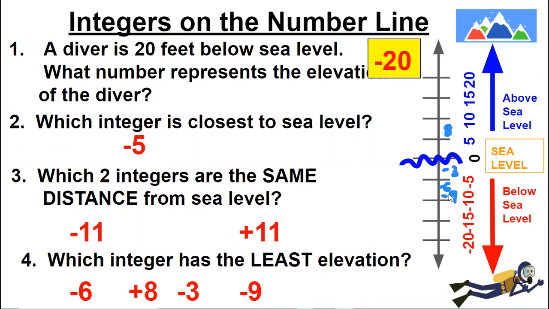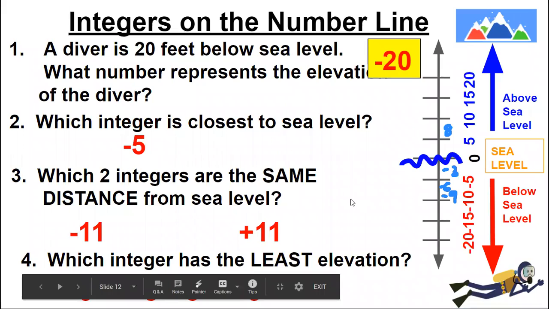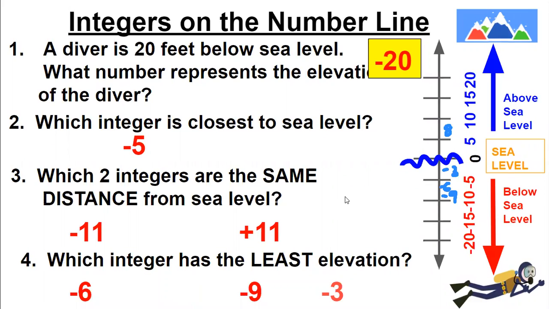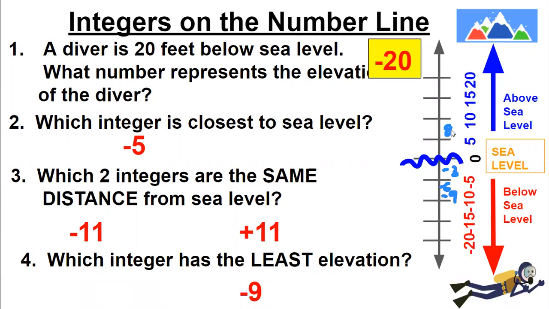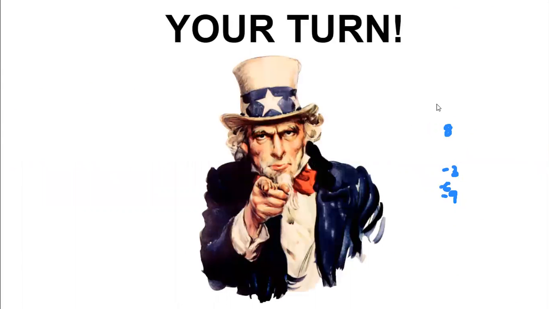Did you say negative 9? Let's see. Get rid of all the ones that it isn't. There it is. Negative 9 is the answer. That one is below sea level the most. Negative 6 is higher, negative 3 is higher, negative 8 or positive 8 is way higher, right? So there you go. Okay, now it's your turn to give some of these questions a try. So go ahead and I'll see you back in a moment.